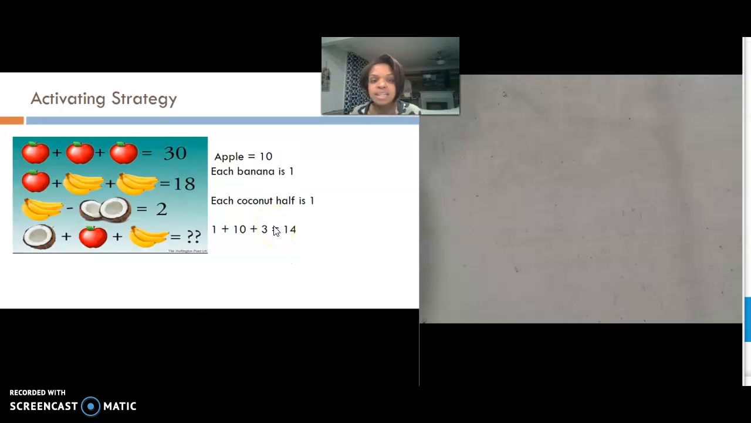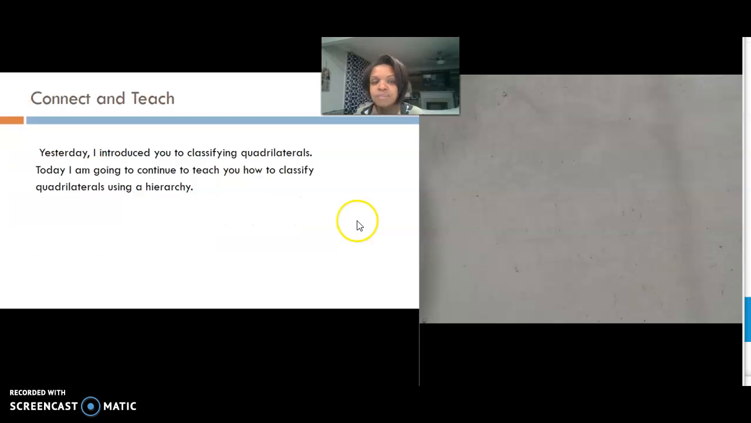Each apple equals 10. Each banana equals 1. So if we look at the first row, there's 4 bananas plus another set of 4 bananas, so that gave us our 8. And if we look at the third row, we had 4 bananas minus 2 half coconuts. So 4 minus 2 equals 2, so each half of a coconut equals 1. Then in our bottom row, we have half of a coconut plus an apple, but we only have 3 bananas this time. So that answer is 14. Okay, hopefully this didn't trick you and you were able to get 14.